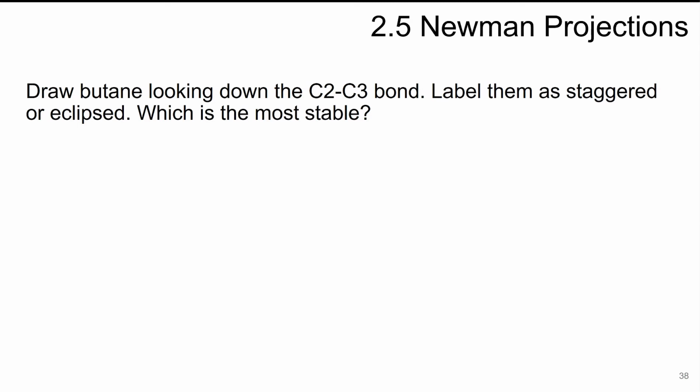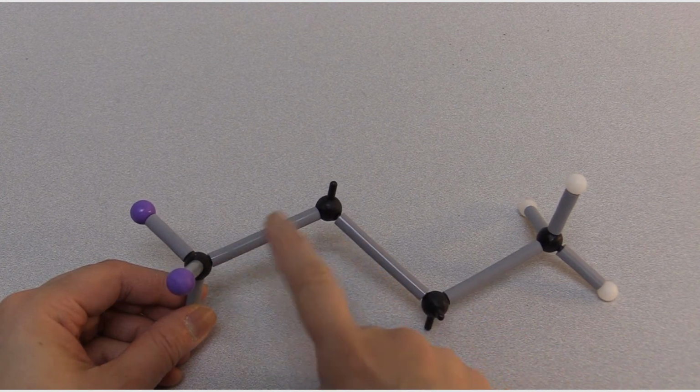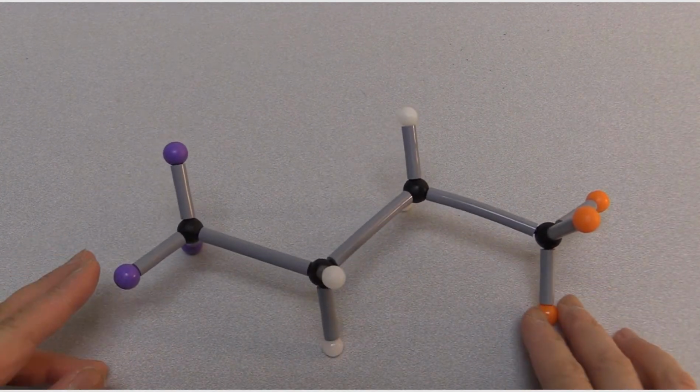If we're looking at butane, butane is 4 carbons. We're going to look down carbon 2 and 3. So I'm going to show you first what that looks like on the models here. I'm just showing the carbon chain here. Okay, so here is the structure of butane.